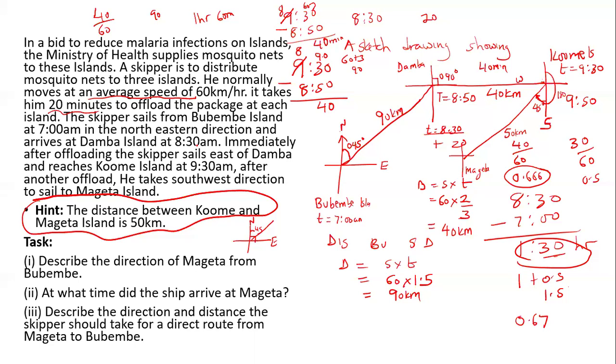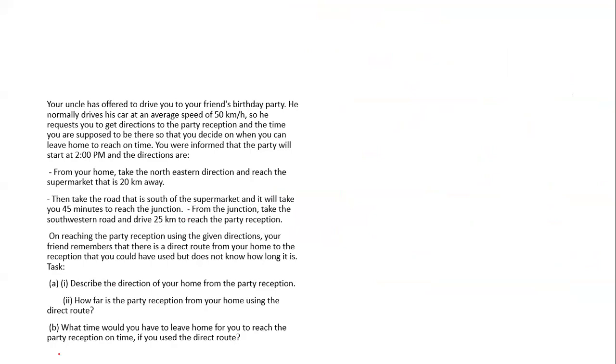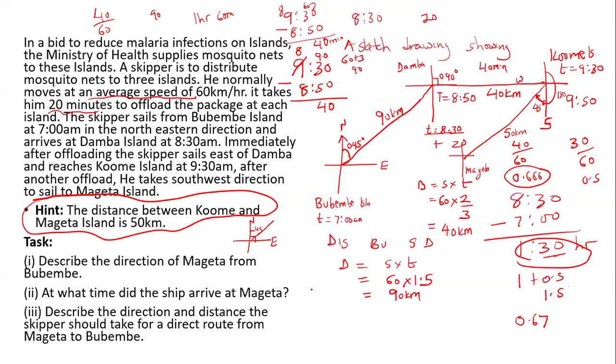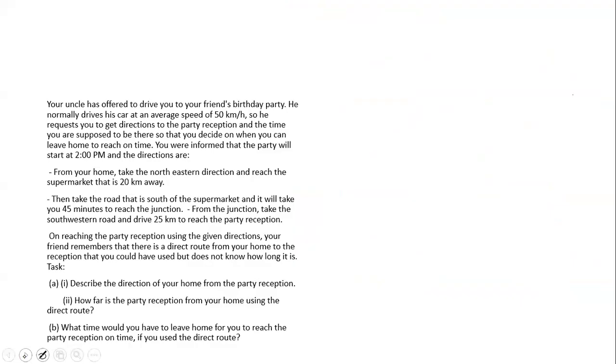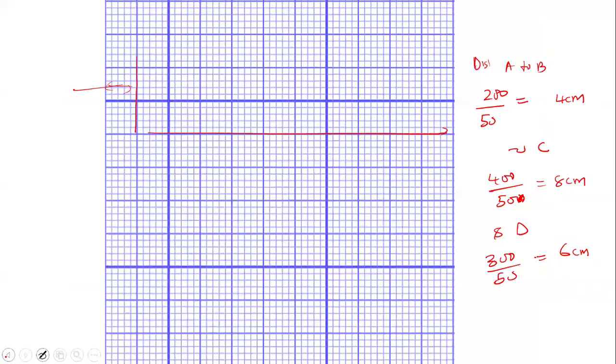Then I can continue. At what time did the ship arrive at Mageta? Now, when you look, this is Mageta, and this is where we have our Koome. Now, what are you going to do? You're going to go back and ask yourself that. Okay, wait. Let me first do something.